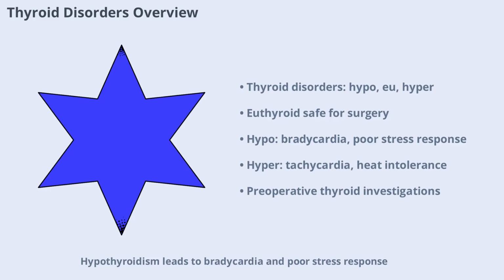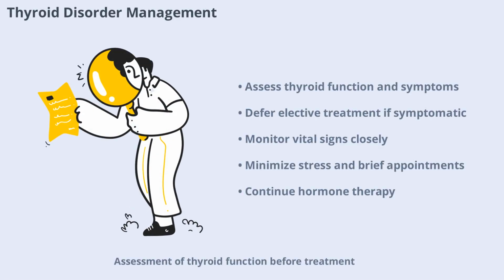Hypothyroidism leads to bradycardia and poor stress response, while hyperthyroidism causes tachycardia and heat intolerance. Preoperative investigations include thyroid hormone levels, serum electrolytes, and thyroid scans. Assessment of thyroid function before treatment includes establishing the type of disorder, checking for cardiovascular disease, and obtaining baseline hormone levels. Elective treatment is deferred if symptoms are present.